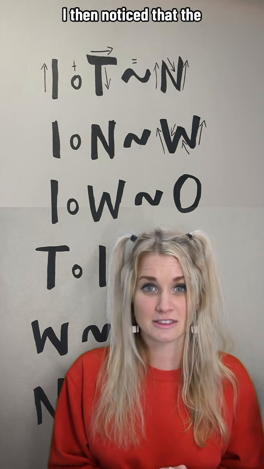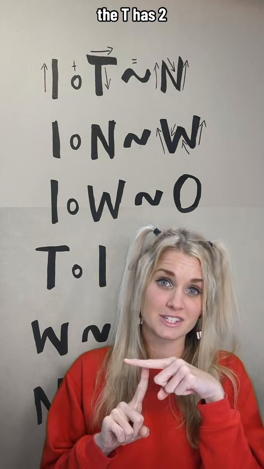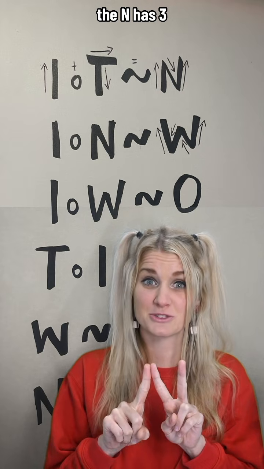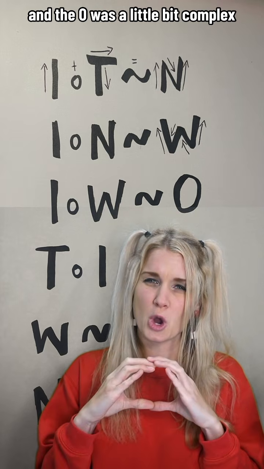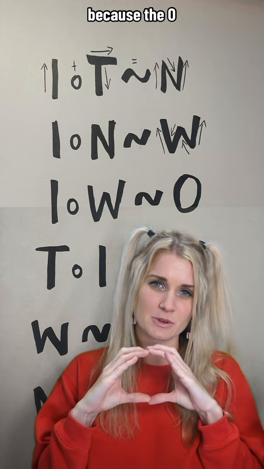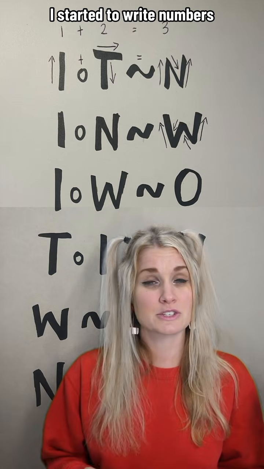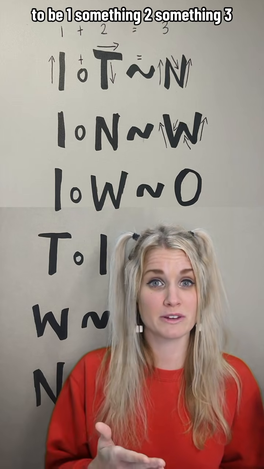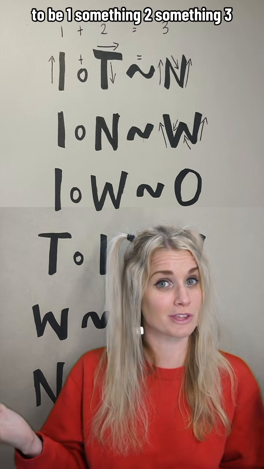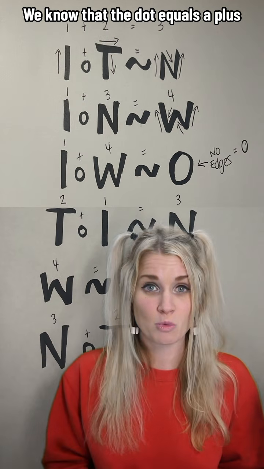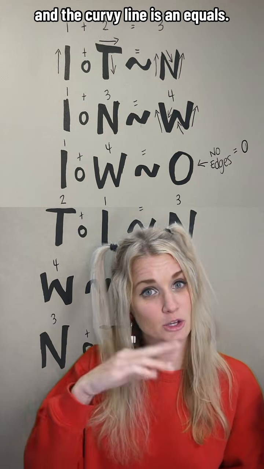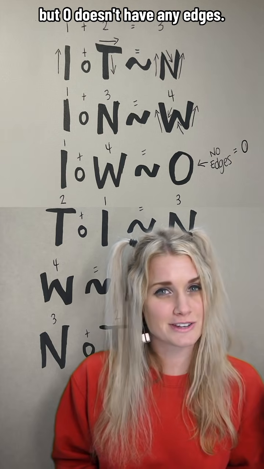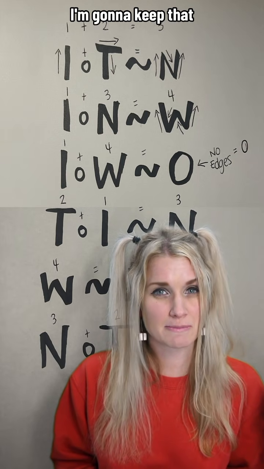I then noticed that the I has only 1 stroke, the T has 2, the N has 3, the W has 4, and the O was a little bit complex, because the O technically has no edges. I started to write numbers on top of the letters, and I found the first equation to be 1 something 2 something 3. 1 plus 2 equals 3. We know that the dot equals a plus, and the curvy line is an equals, but O doesn't have any edges. So I'm going to keep that as 0 for now.